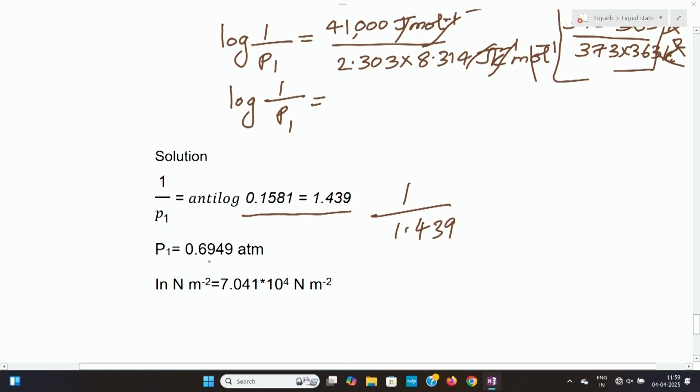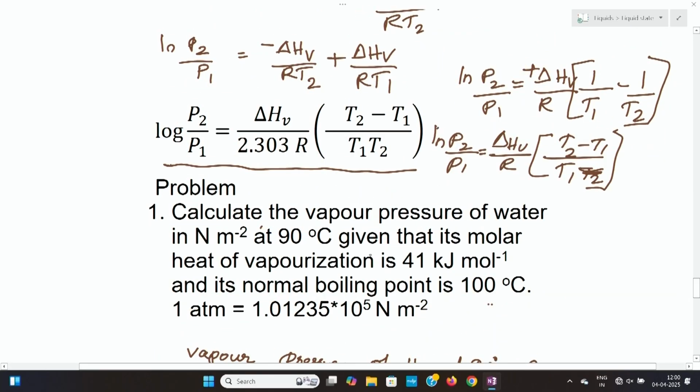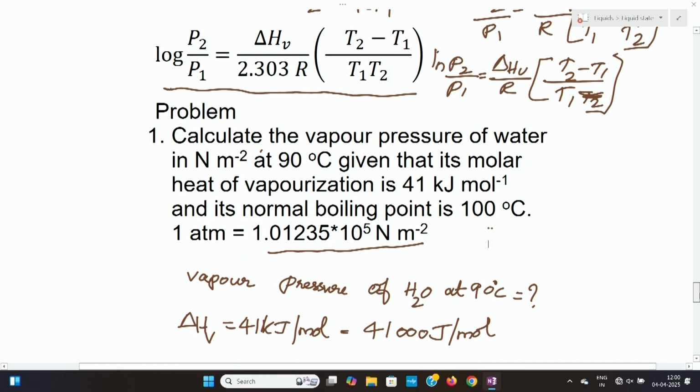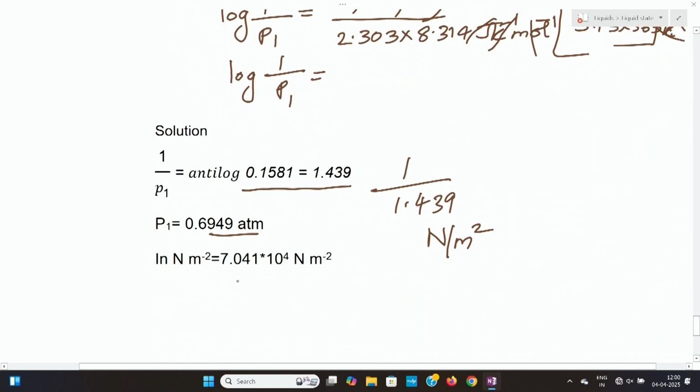So our vapor pressure at 90 degrees Celsius is 0.6949 atmosphere. That we have to convert into Newton per meter square. That is, we have to multiply our value 0.6949 by 1.01235 into 10 power 5 Newton per meter square. So when we multiply this 0.6949 into 1.01235 into 10 power 5 Newton per meter square, finally we will get the answer as 7.041 into 10 power 4 Newton per meter square.